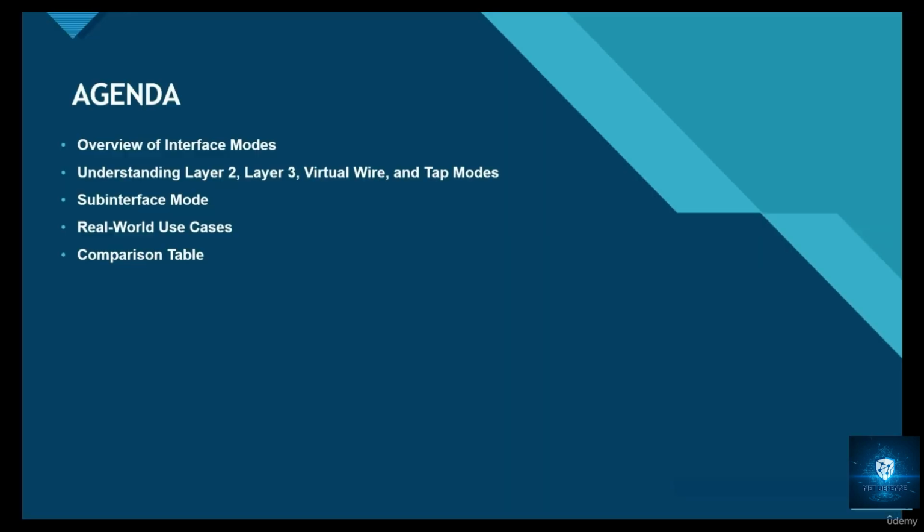Okay, next is the tap interface mode. Now when we discuss the tap interface mode, this mode allows passive monitoring of your network. The firewall would receive a copy of the traffic, but it does not interfere with the network flow. How it works is, it does traffic duplication. The firewall listens to the traffic without being part of the data path, and you can do monitoring and analysis. Any administrator can analyze the network traffic for security insights.